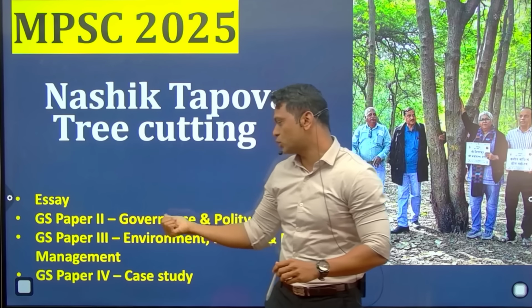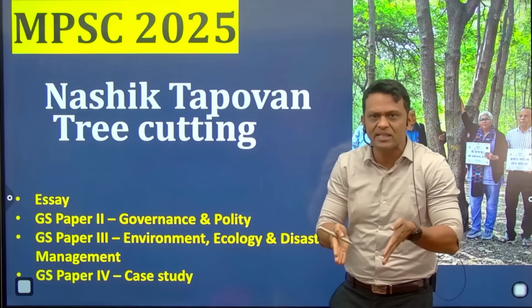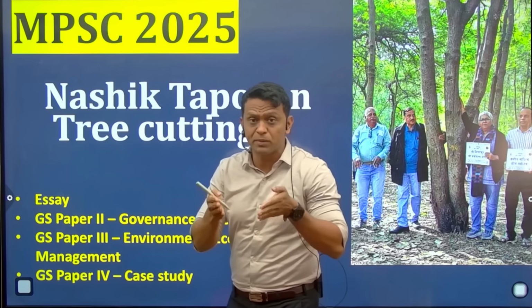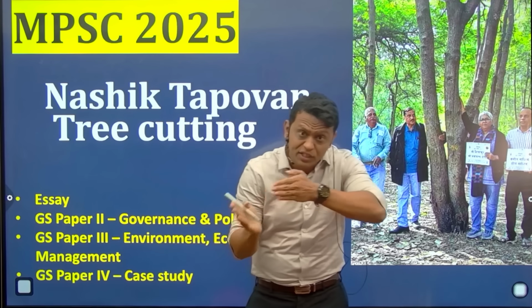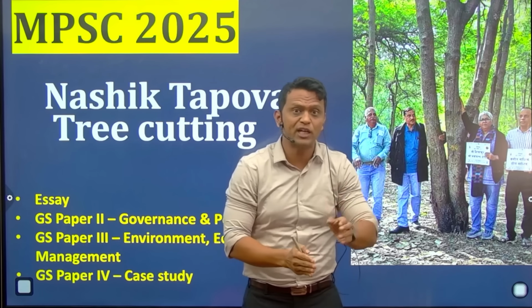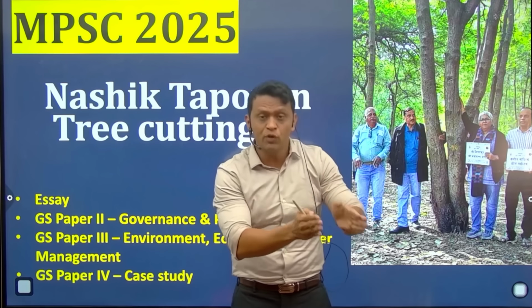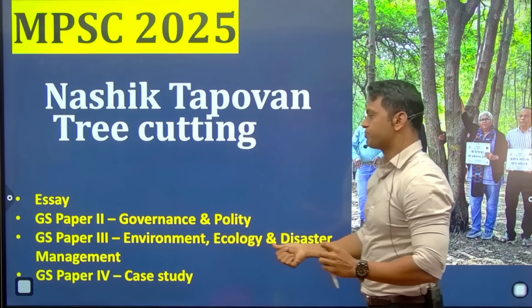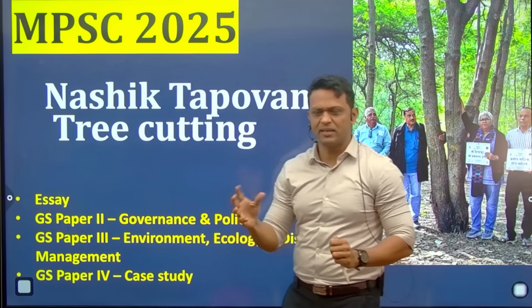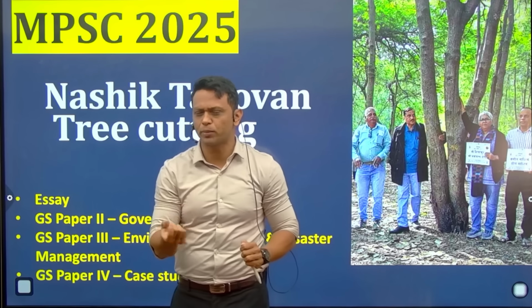Number 2, paper 2, that is governance and politics. Governance in the sense of how local bodies, municipalities and the state government are dealing with this issue, while keeping in mind that you are protecting the environmental areas. Next, ecology and disaster management. Yes, there could be a question in the GS3 paper.